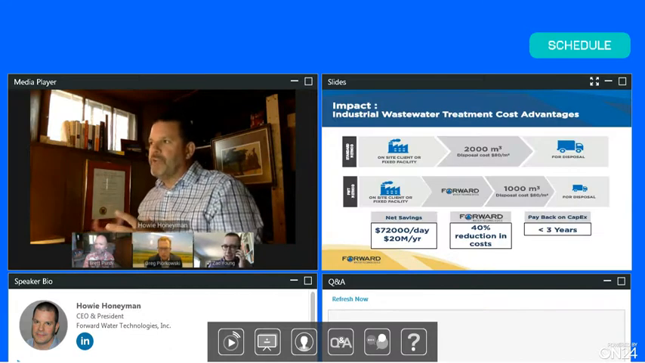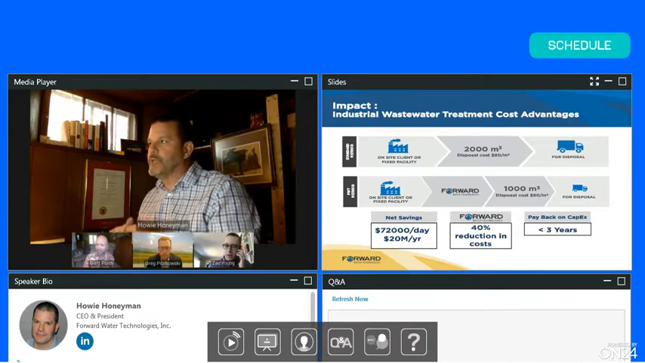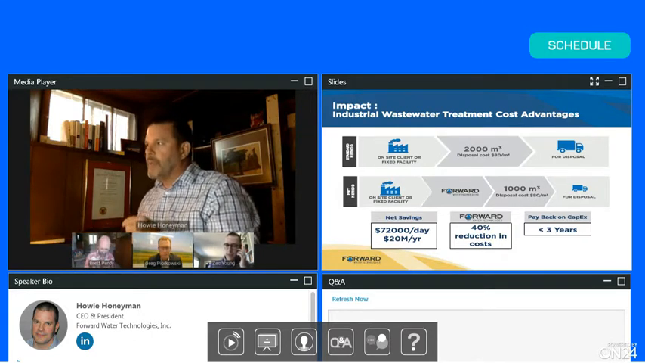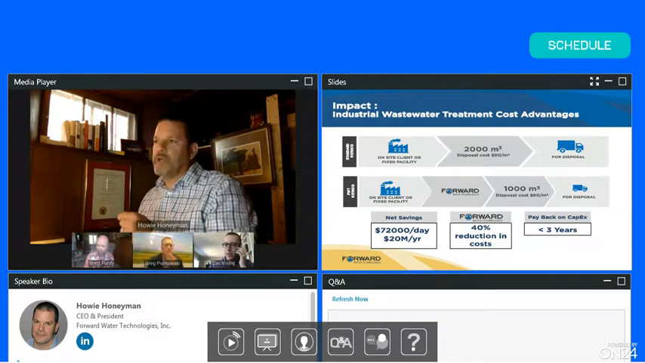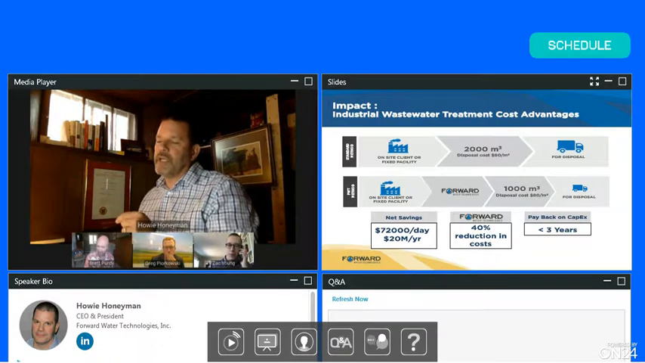How this plays out is if you have a large on-site facility that's producing, say, 2,000 cubic meters per day of wastewater, that's a disposal cost of about $80. If we put our technology on the same site and reduce the volume by 50%, which is fairly conservative for us, we're going to halve the disposal cost, which is typically charged by volume.